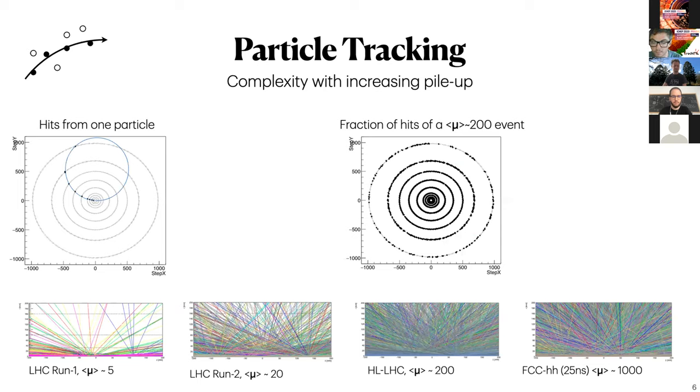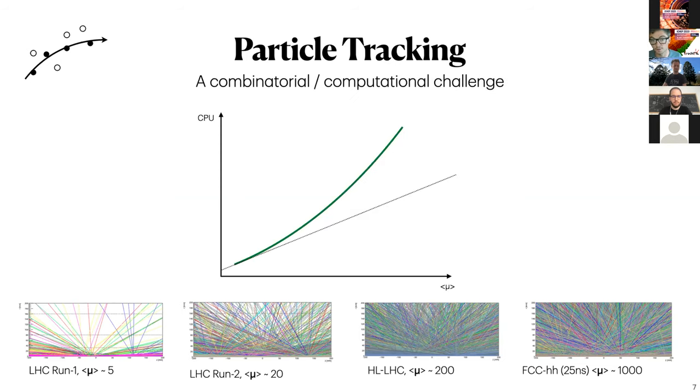What was the motivation behind that? Particle tracking per se is almost a simple thing. If you have a low multiplicity, on the left side here, the hits from one particle in the magnetic field, which is constant, are even spottable by eye. If you increase the luminosity, and at the bottom you see the interactions going from run one with around 5 pile-up to the ultimate scenario, if it ever happened, FCC-hh with around 1,000, it gets more and more complicated. And as it does, it scales also in time like this.